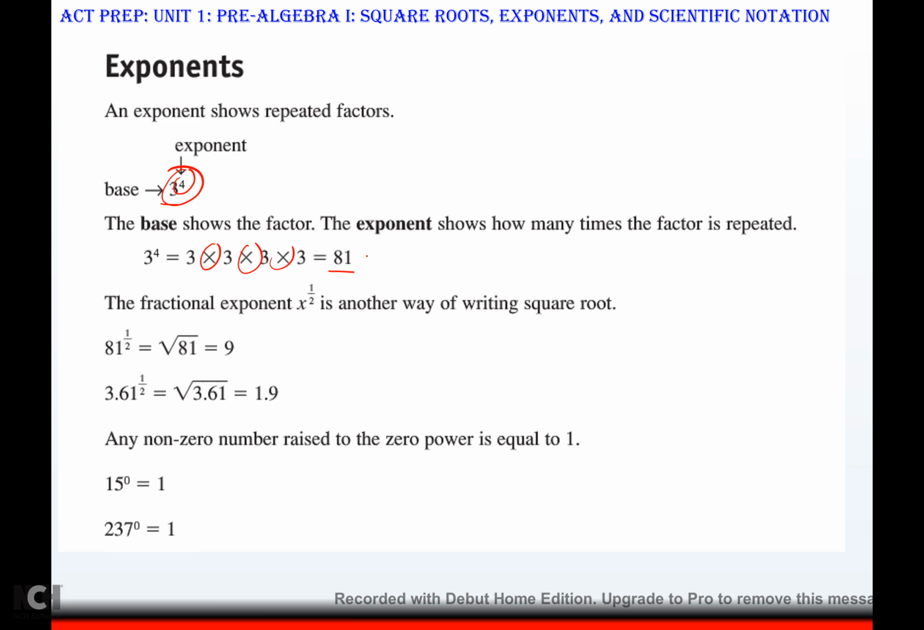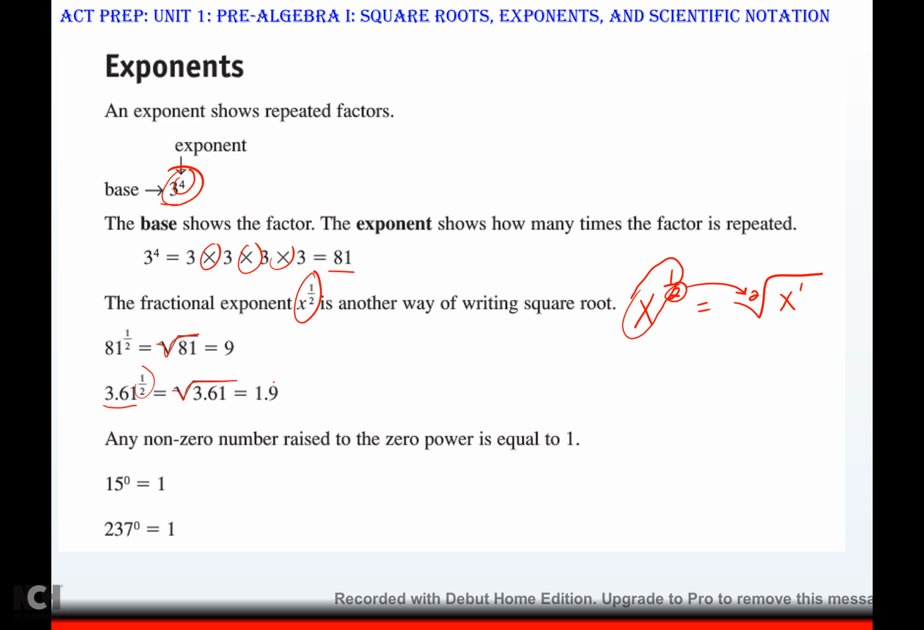Another way of writing a square root is to use a fractional exponent, and that is x to the 1/2. There's a rule that says you can convert exponents to radicals: you take whatever number's on the bottom and put it here, and then you take the power and put it on the inside. So when I have 81 to the 1/2, what that really says is the square root of 81, which is 9. 3.61 to the 1/2 is really the square root of 3.61, which is 1.9.